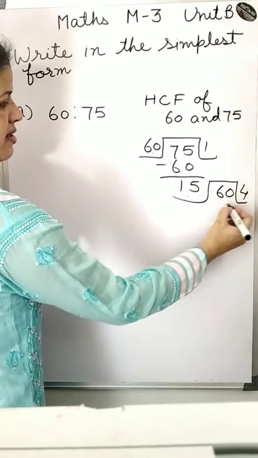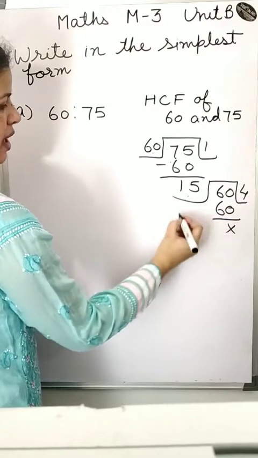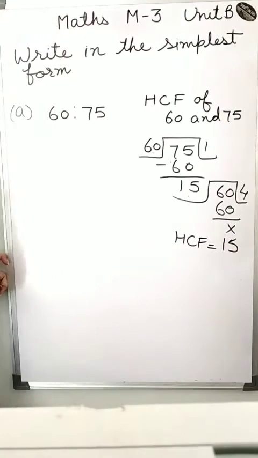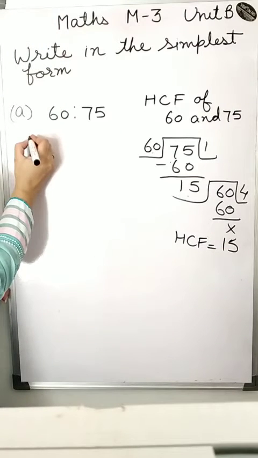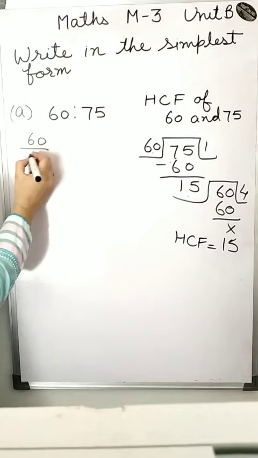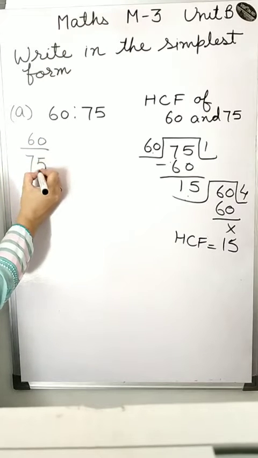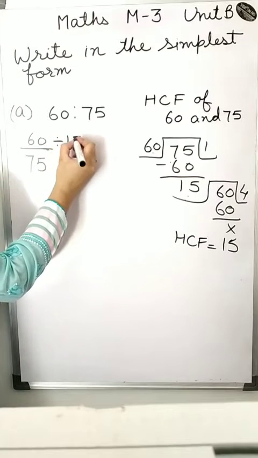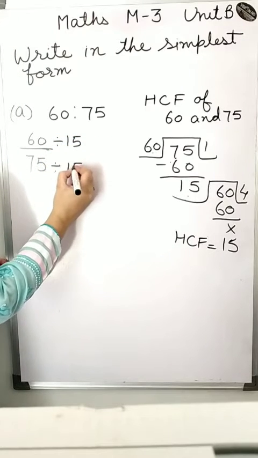So the HCF is 15. Now what do we do next? Write it in the form of a fraction, 60 upon 75, and divide both the numbers by this HCF. Divide this one by 15 and this one also by 15.